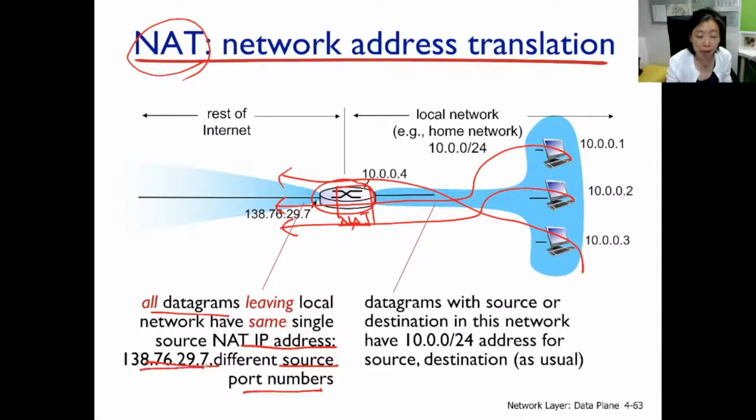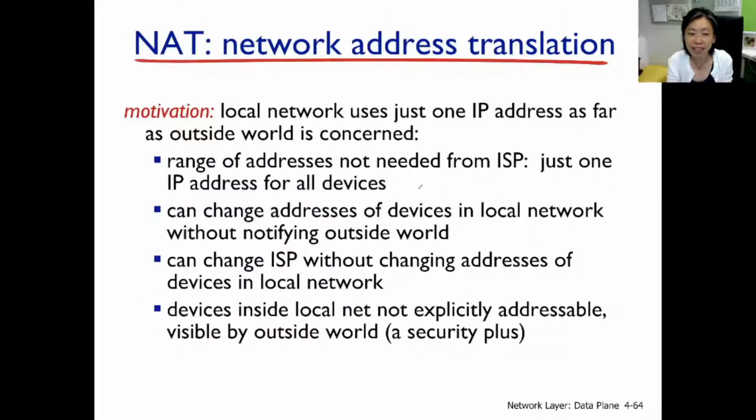Source IP address changed to the global IP, the real IP, and the port number changed to a different number so that they don't collide with each other. So that is the general idea of NAT. We'll describe the detailed mechanism slightly later. What's nice about NAT is this: we don't need to ask the ISP for a block of IP addresses, which is very expensive. One is enough, saving us lots of money.